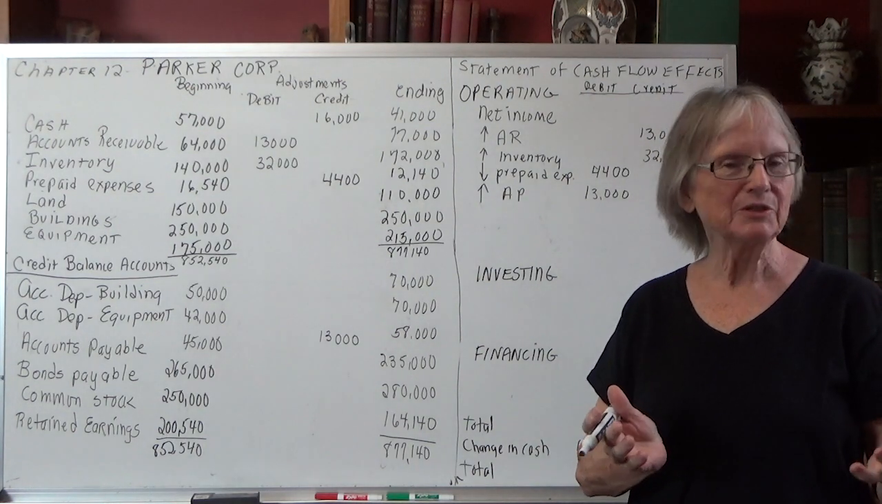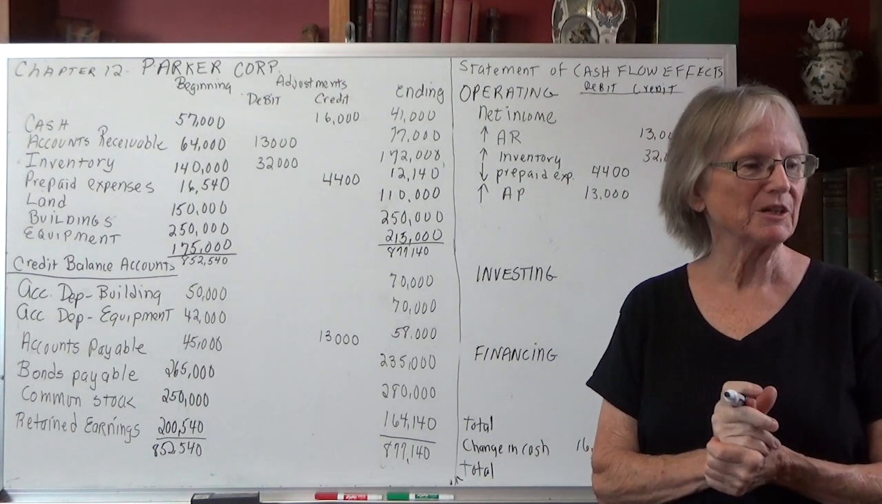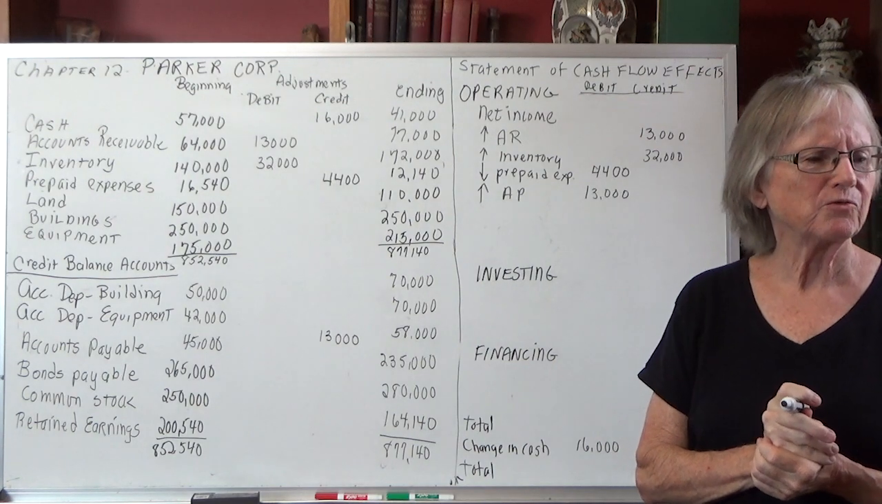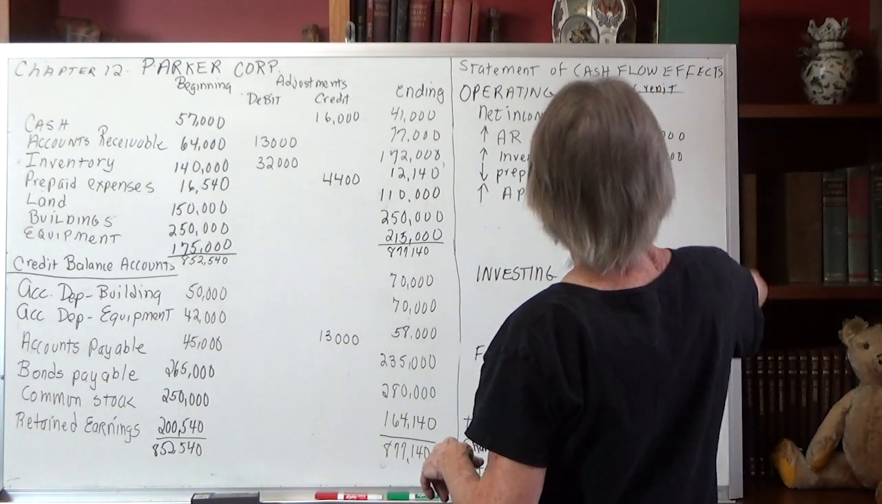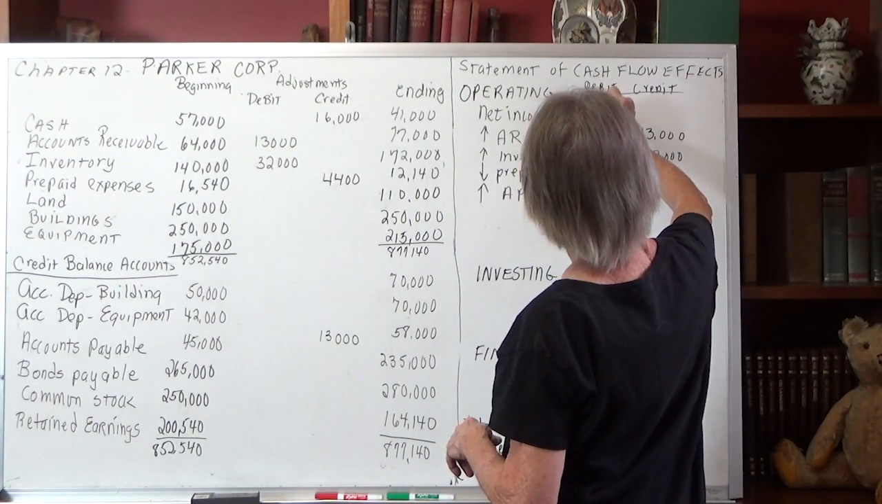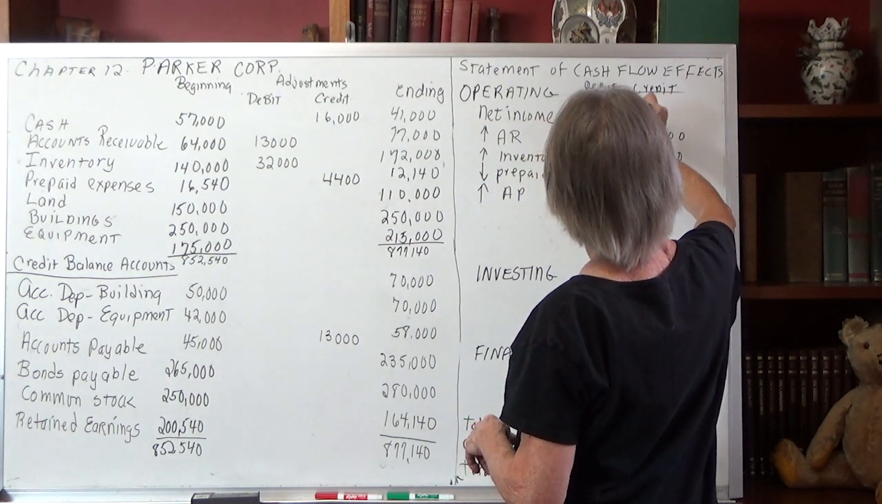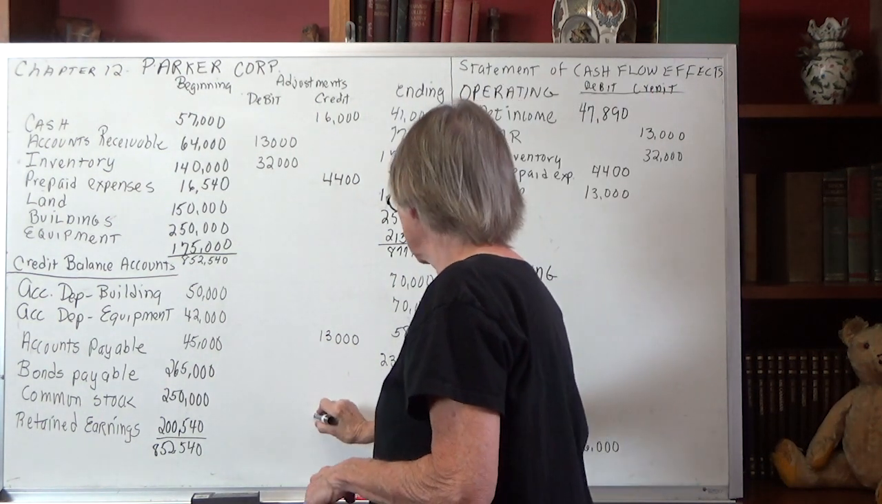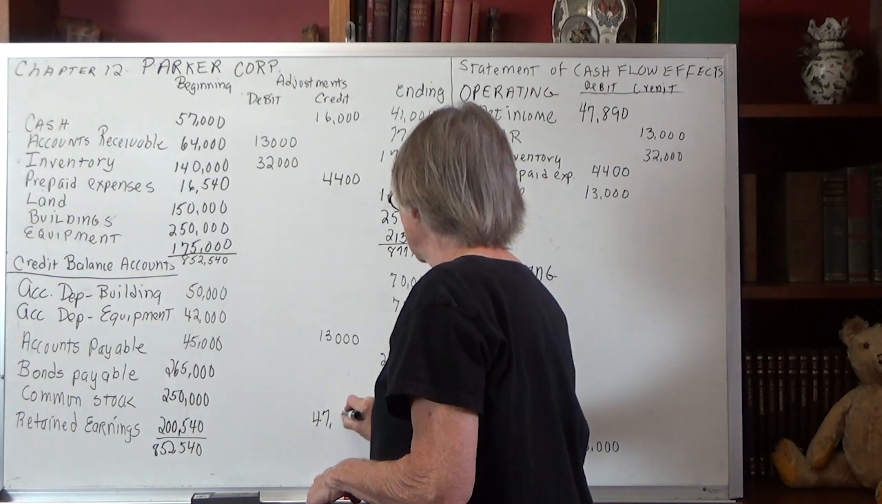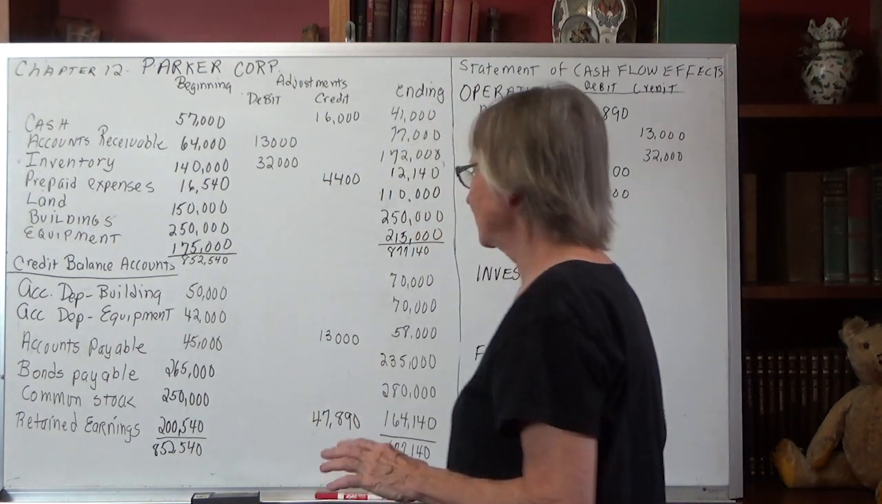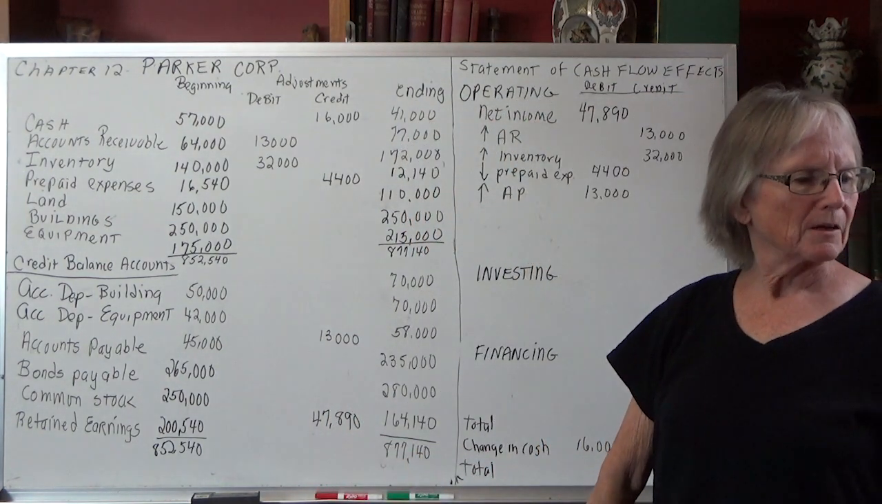Now we'll go through the additional information. So we get net income for the year 47,890. So we know that that's going to go right up here in the top of our operating section, and it increases retained earnings. All right, so we got that. Let's see, what else do we have?